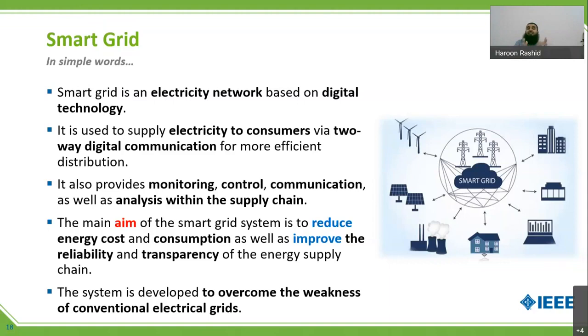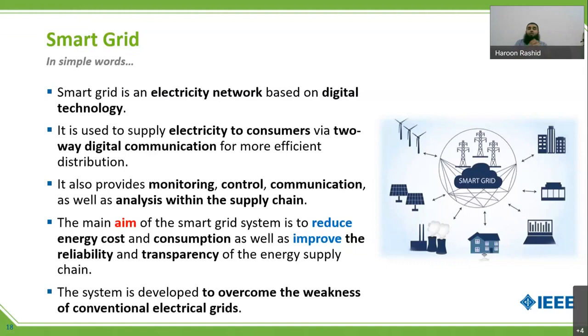And then analysis of all these data in a supply chain way. That's the business term, supply chain. So you have all the data coming through two-way communication that you can analyze from your digital network. Now, what is the purpose? Why are we using this? What is the aim of using smart grid? Basically, the aim of using smart grid is to reduce the energy cost.